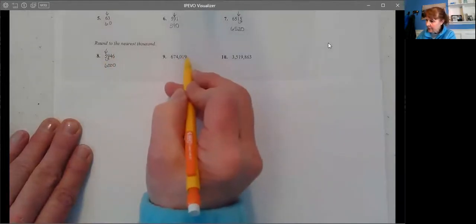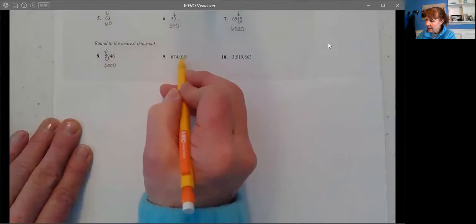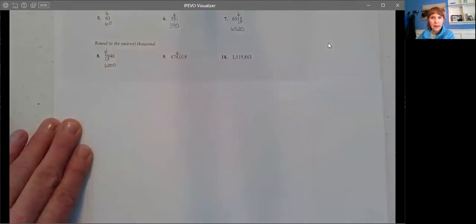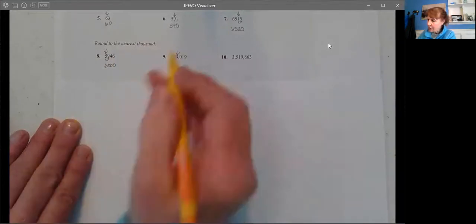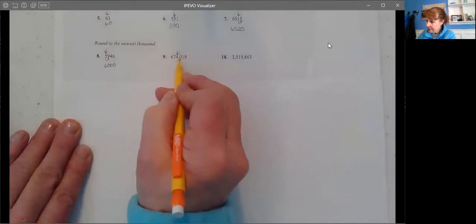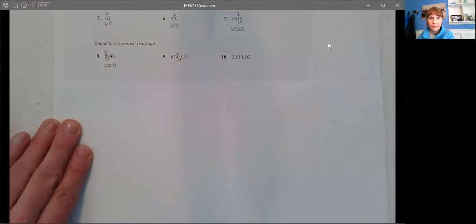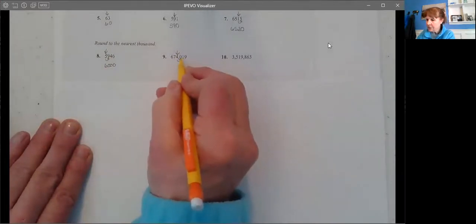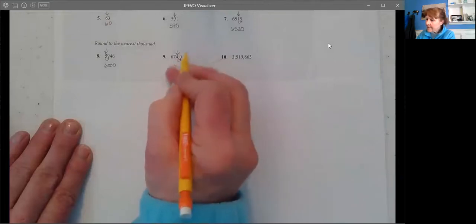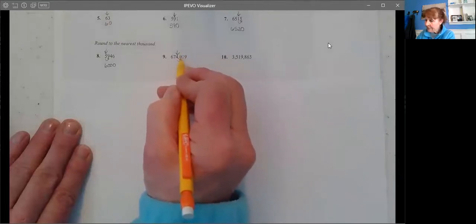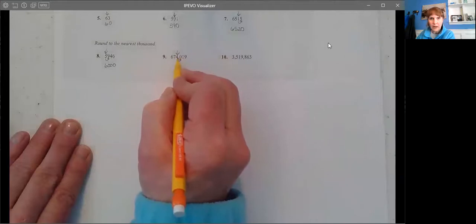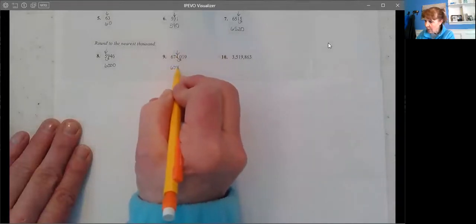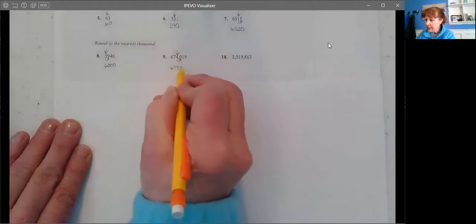Let's look here. We've got ones, tens, hundreds, thousands. There's our thousand spot. So we're going to look to the right. It's a 0. You don't care what follows. It's just the number directly to the right. Since it is less than 5, we're going to leave the 4 alone. We're not going to increase it. So we have 6, 7, 4. The other numbers become zeros.